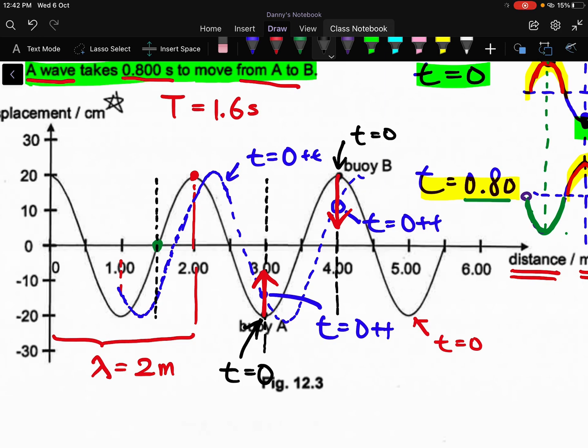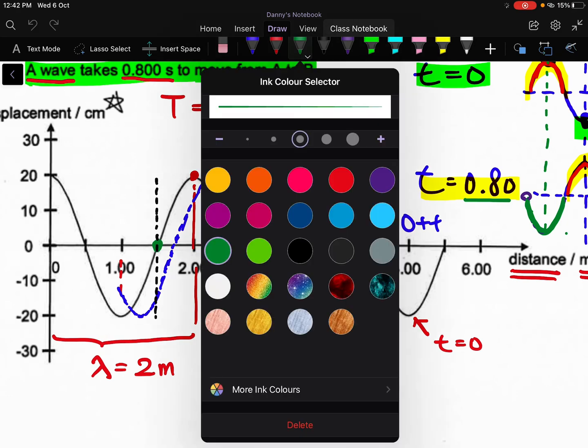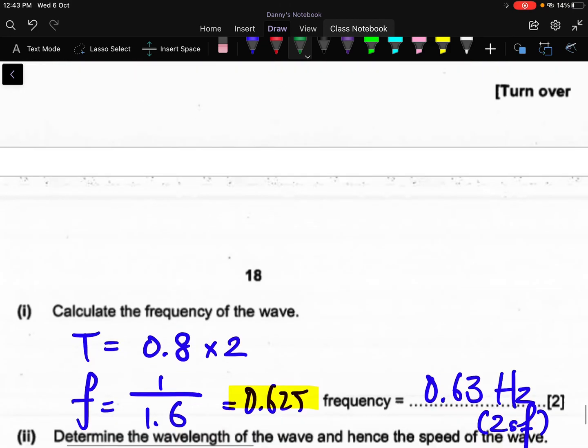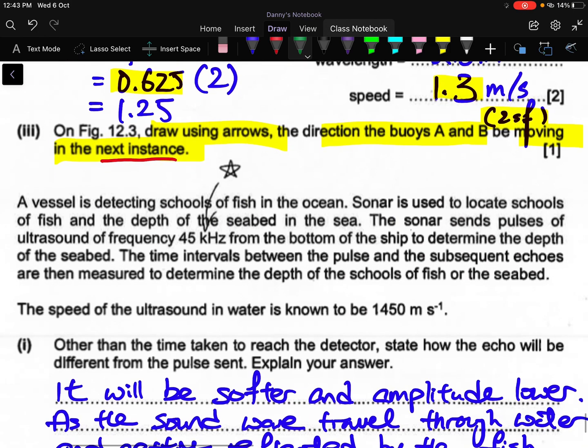So if this is buoyant choy, the green dot, buoyant choy can go along this black line. So you must be able to draw the blue dotted line and determine that buoyant choy will actually appear here at time equals 0 plus plus. Then you will know that buoyant choy moved down. If not, you will be stuck. So anyway, that's one thing, okay?